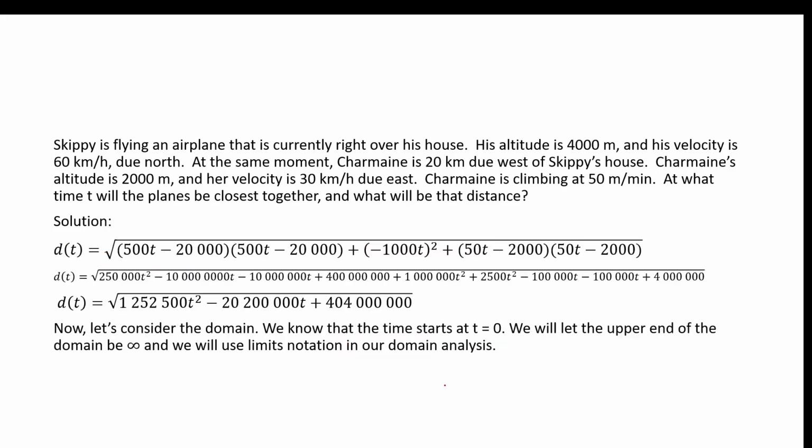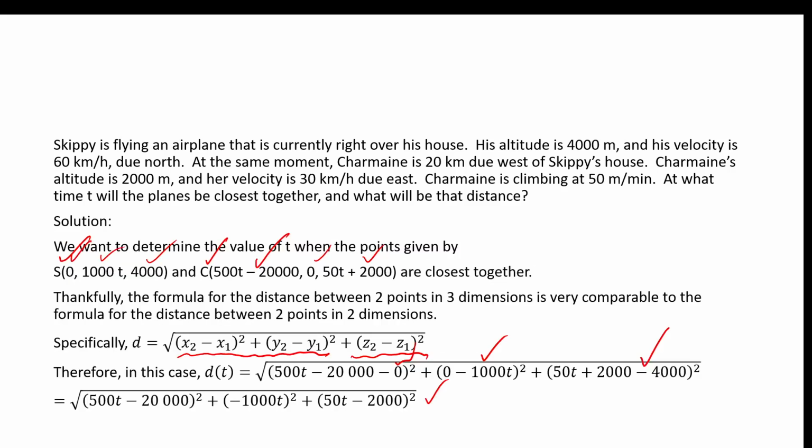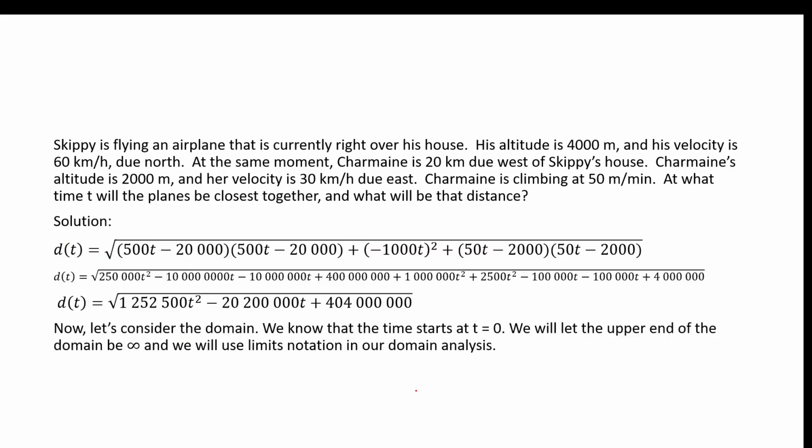Okay, now in the next couple of lines, we're going to do a little bit of simplifying. When you say 500t minus 20,000 quantity squared and 50t minus 2,000 quantity squared, you're really saying in the next line, put them next to each other and expand it out. So that's what we're doing here, okay?